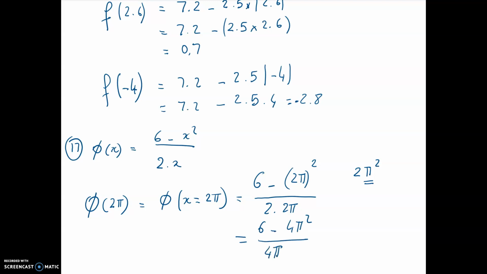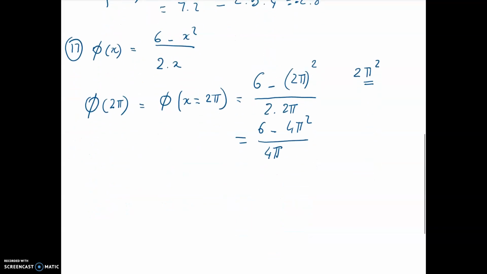I would take the opportunity, when I see that, to remind you that you cannot simplify the pi, because what you have right here is 6 over 4 pi minus 4 pi squared over 4 pi. You can simplify the 4 and the pi right here, but you cannot right there.